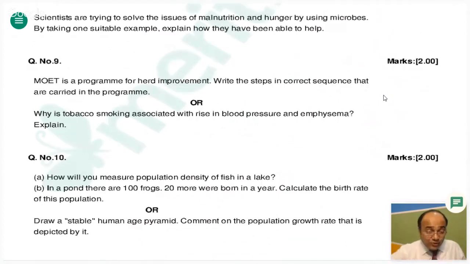So again, we have a question on moat, right? As it was there in the Delhi region paper. Okay, and here is an interesting one, slightly different. How do we measure the population density of a fish in a lake, right? So this is pretty simple, pretty easy. The method is very nicely explained in your NCERT, in your first chapter of the unit ecosystem itself.